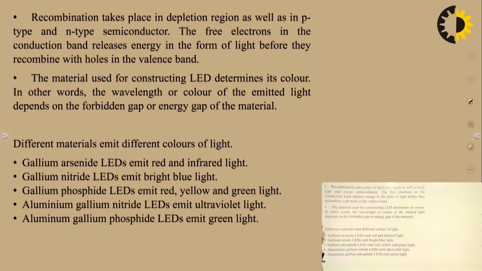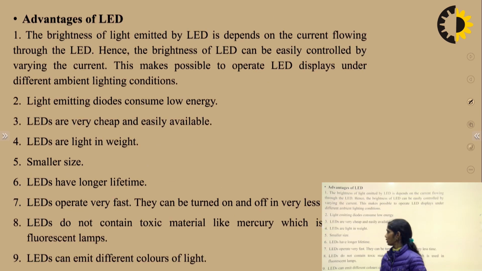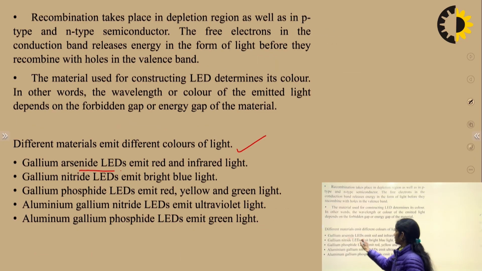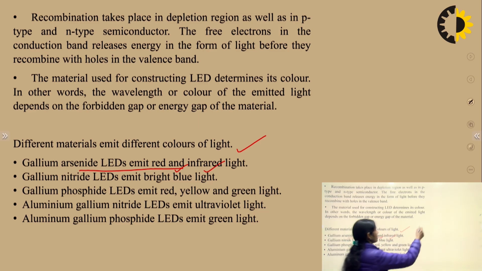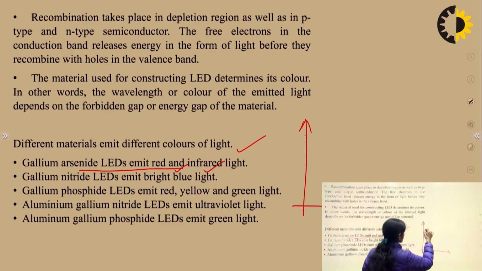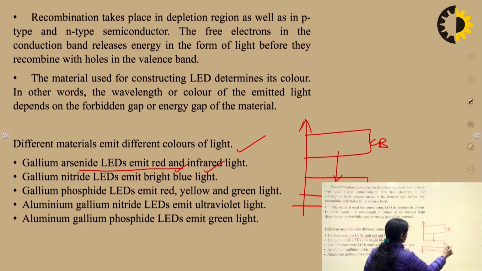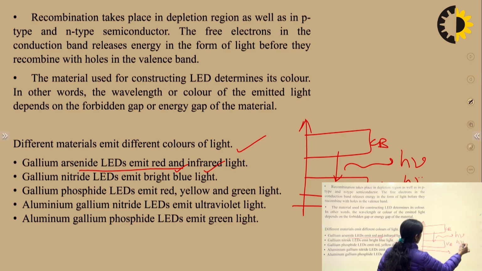Different materials give different light emission depending upon the band gap. The gallium arsenide LED emits red light and infrared light. This can be analyzed from the band gap between the conduction band and the valence band. The energy released is given by the formula E = hν = hc/λ, which means the energy gap is inversely proportional to the wavelength of light.